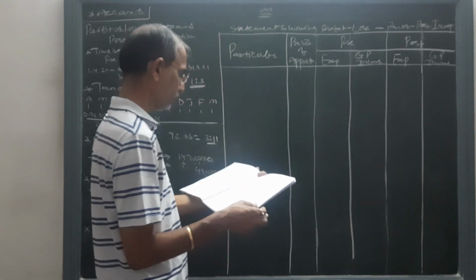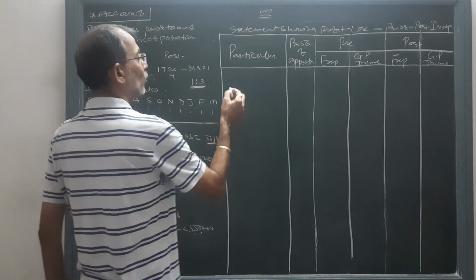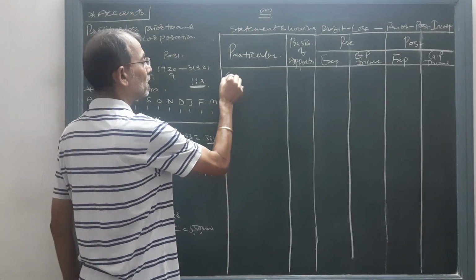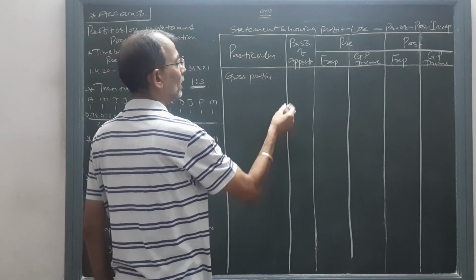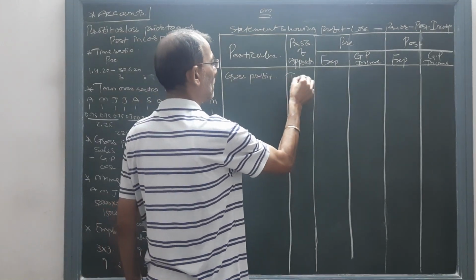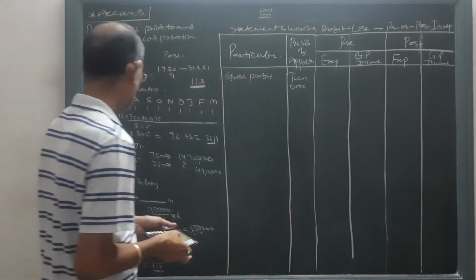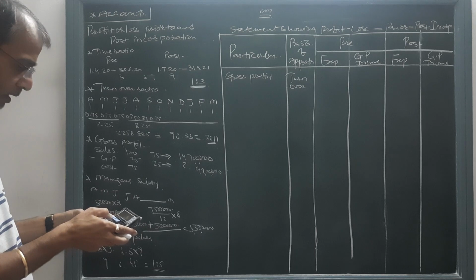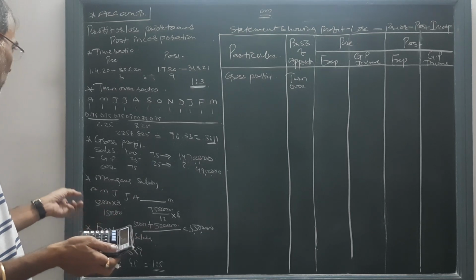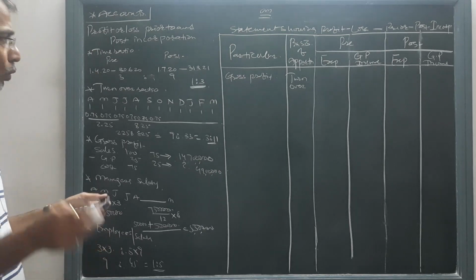Now what we will have to apportion first: gross profit in the ratio of turnover. Gross profit is 49 lakh and the turnover ratio is 3:11.